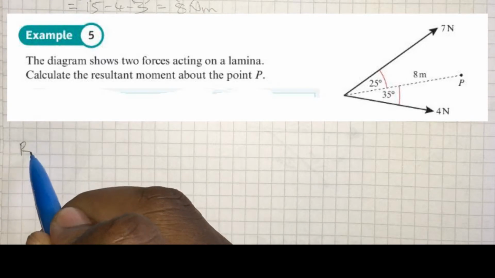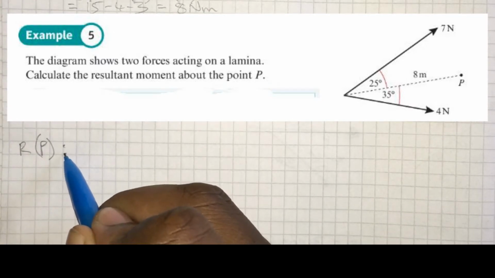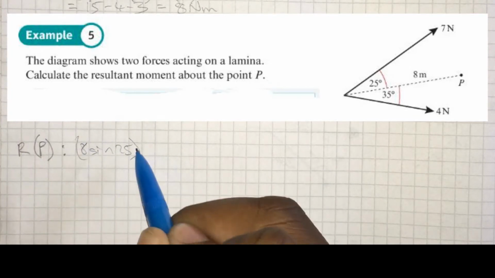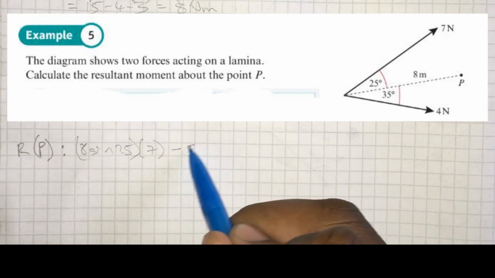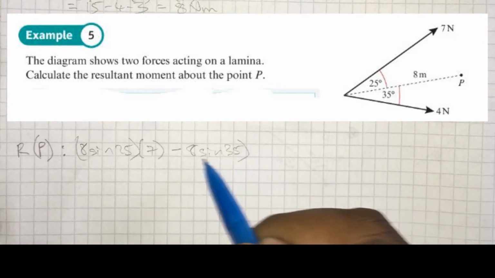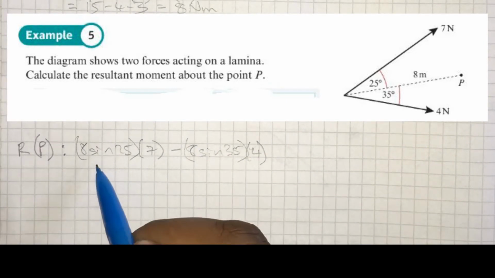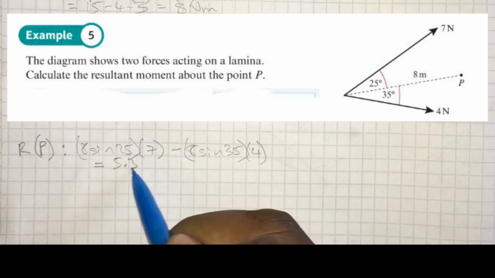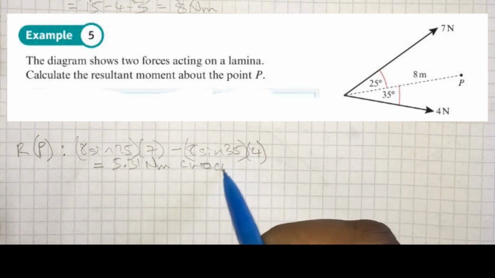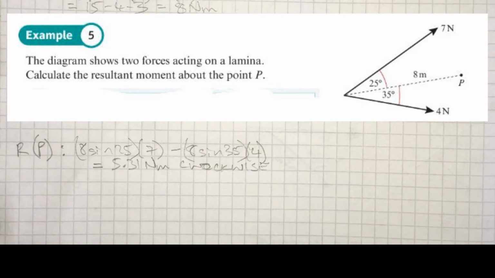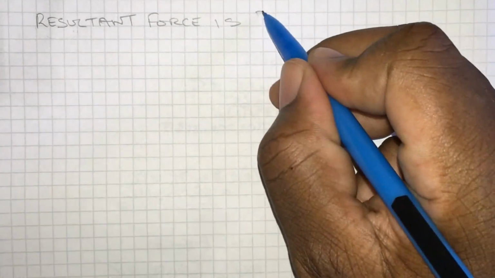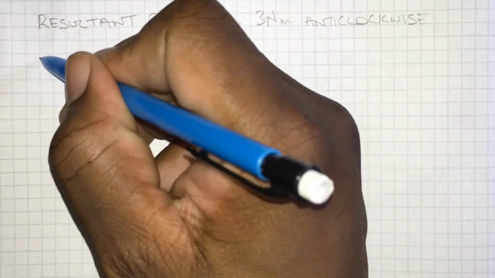And in this example, we once again have diagonal forces. We're going to resolve around the point P. So let's start with the clockwise force, which is going to be the 7 newtons. So 8 sine 25 multiplied by the 7, and we'll subtract 8 sine 35 multiplied by the 4. That leaves us with 5.31. Positive number means we're going clockwise. 5.31 Newton meters clockwise.